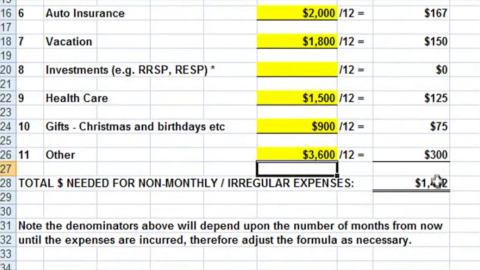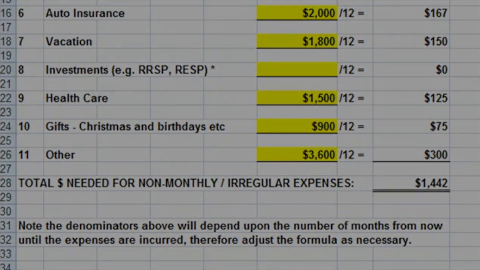What's important about this form is that you can see the non-monthly expenses add up to a total here of $1,442 a month, and that means every month they need to set aside that money to save for these expenses so that when these expenses come due, they have the cash and they're not forced into debt. As you can see, you should prepare this form initially and revise it only when there are changes in future. So this is not a form that you have to do every month.